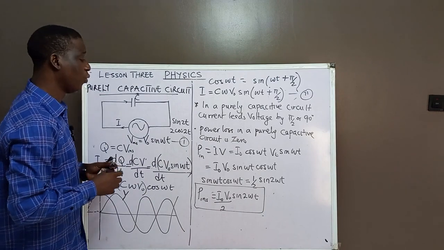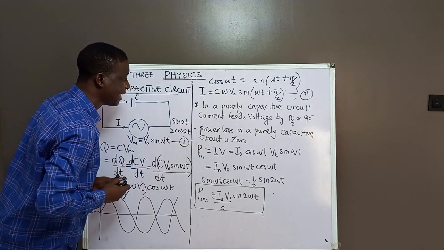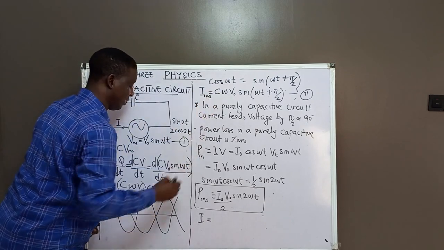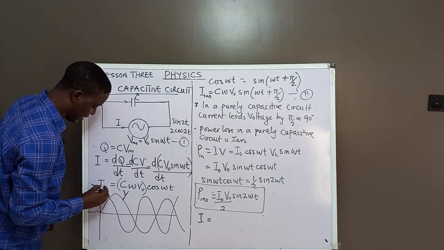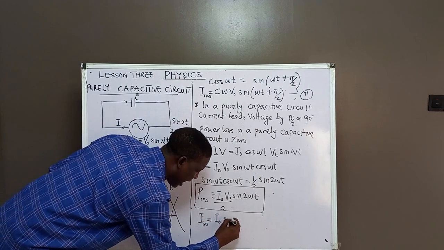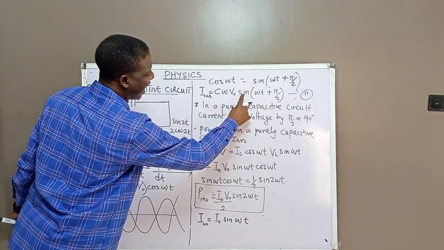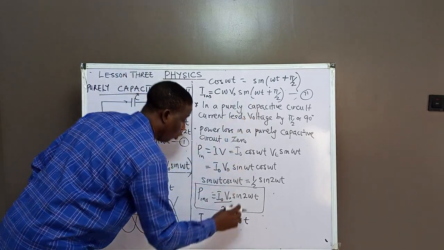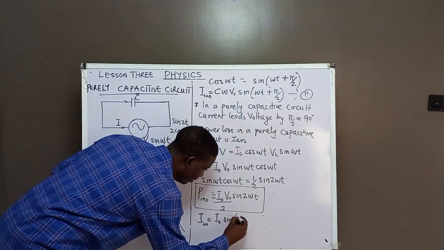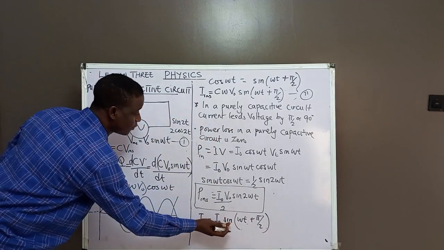Now, let us equate this current. If you remember the formula from lesson 1, the instantaneous current is equal to I naught sin ωt. That is the formula. But because we are having this here, when we do comparison in waves, you still write the same thing: ωt plus π over 2. So that is what we are comparing this one with.